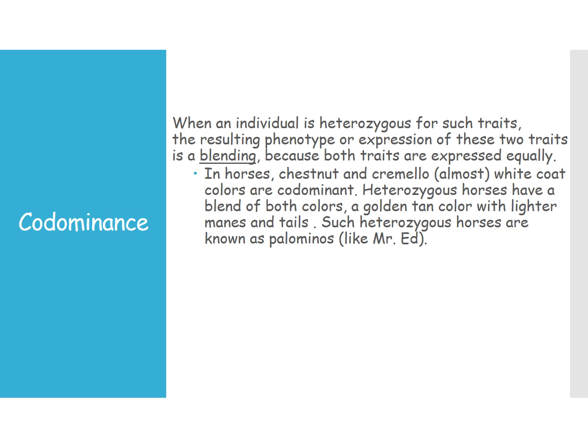Another example of this is in horses. If you cross a chestnut horse and a cremello, almost white-colored horse, the heterozygous horse will be a blending of both colors, where you'll have a horse with a golden tan color with lighter manes and tails. Such heterozygous horses are known as palominos.